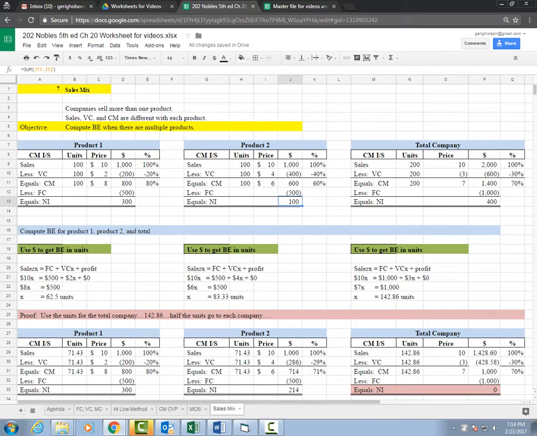I made the units that we sell the same amount. So all I'm going to do is add 100 units of product 1 and 100 units of product 2, and I get 200 units total, and the sales price for both is $10, so that's $2,000 a piece. 200 units for variable cost, 200 units for contribution margin. Now, my variable cost here is $3.